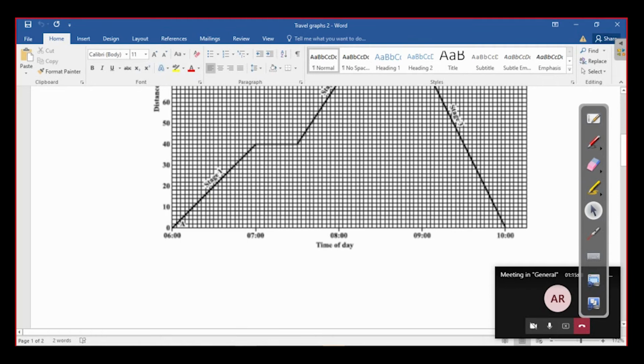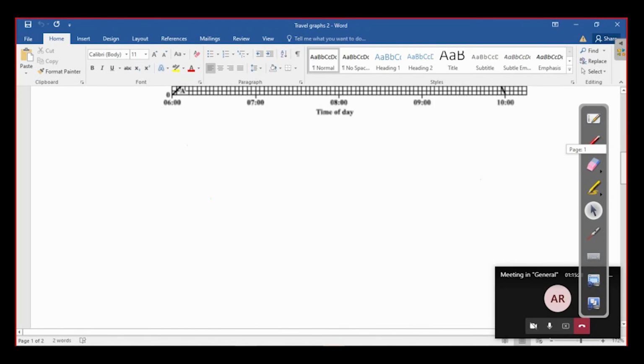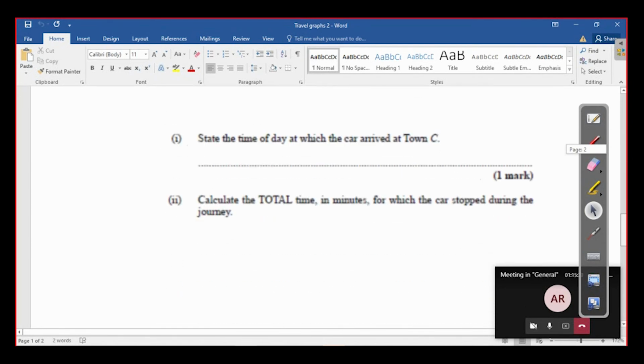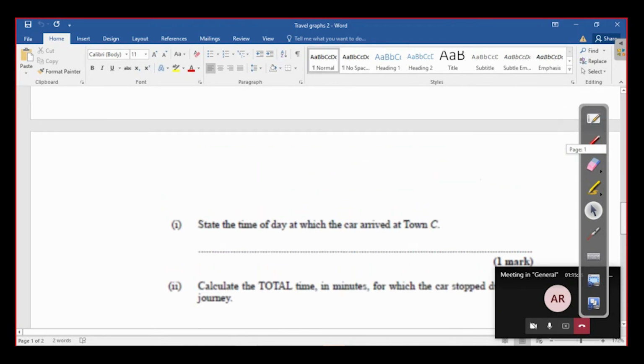Alright, so on the time axis we have the journey beginning at 6 a.m. and it goes all the way till 10 a.m. Okay, so let's see what questions they're asking us for this particular distance time graph. Alright, so the first question says to state the time of day at which the car arrived at town C.